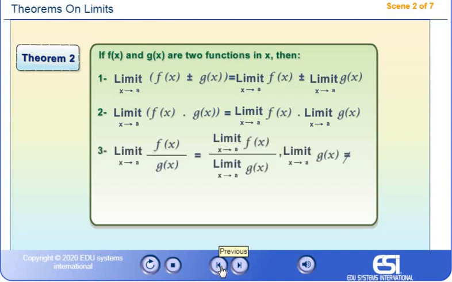3. Limit f of x divided by g of x as x tends to a equals limit f of x as x tends to a divided by limit g of x as x tends to a. 4. Limit k f of x as x tends to a equals k limit f of x as x tends to a, where k is a rational number.